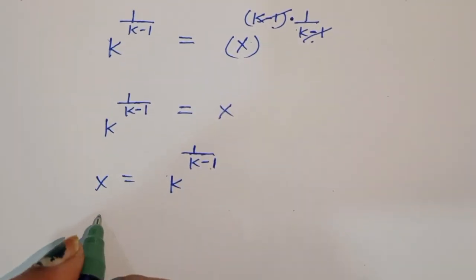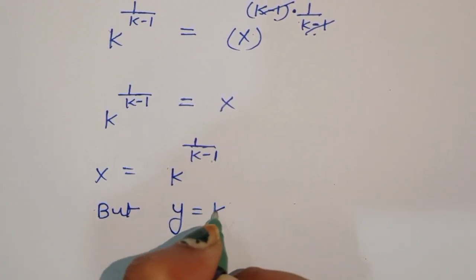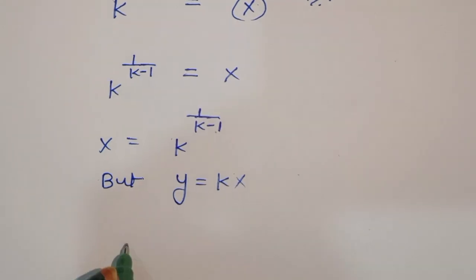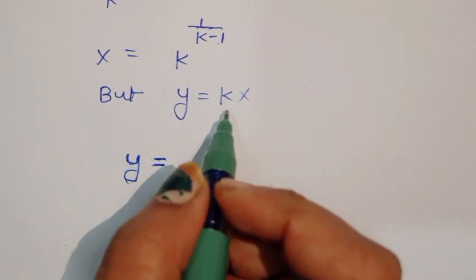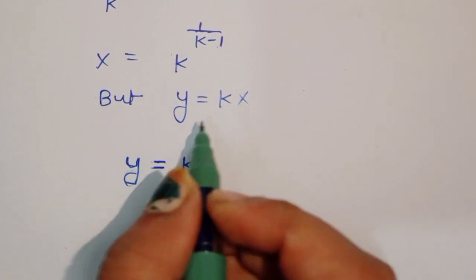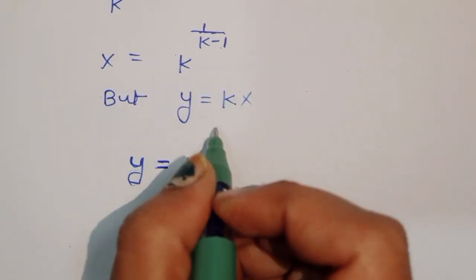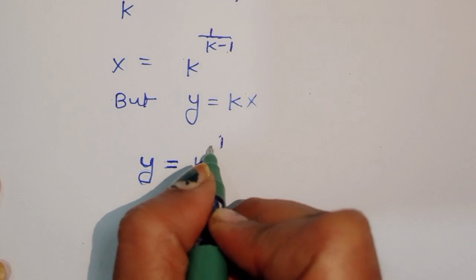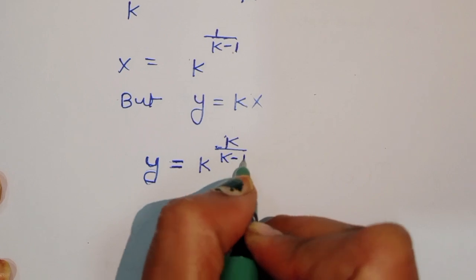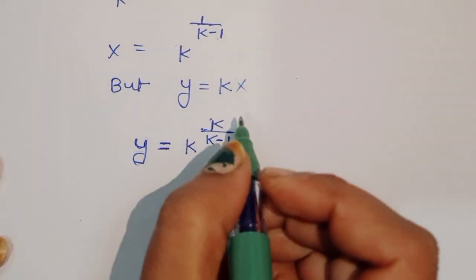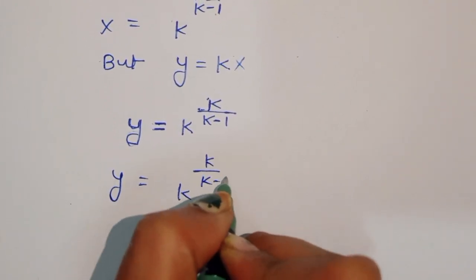But we already considered y is equal to kx. So y is equal to k times the value of x, that is k raised to 1 upon k minus 1. This is the value of y here. So we can write y is equal to k times k raised to 1 upon k minus 1, that is k raised to k upon k minus 1.